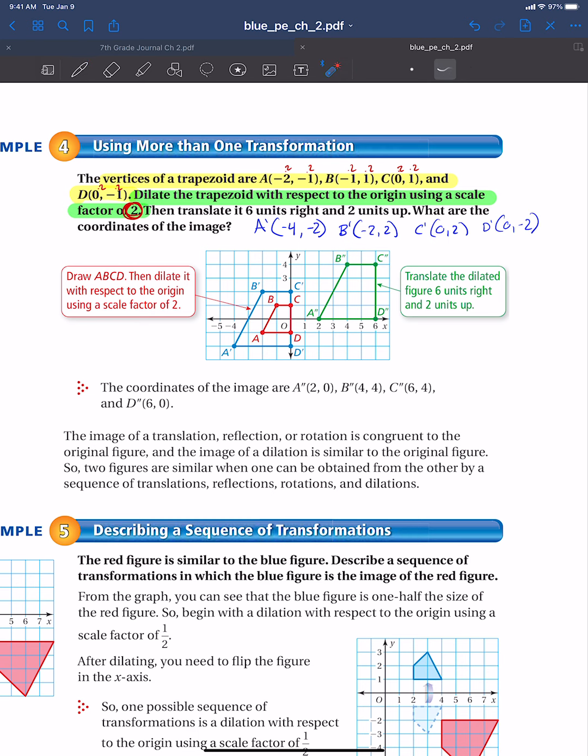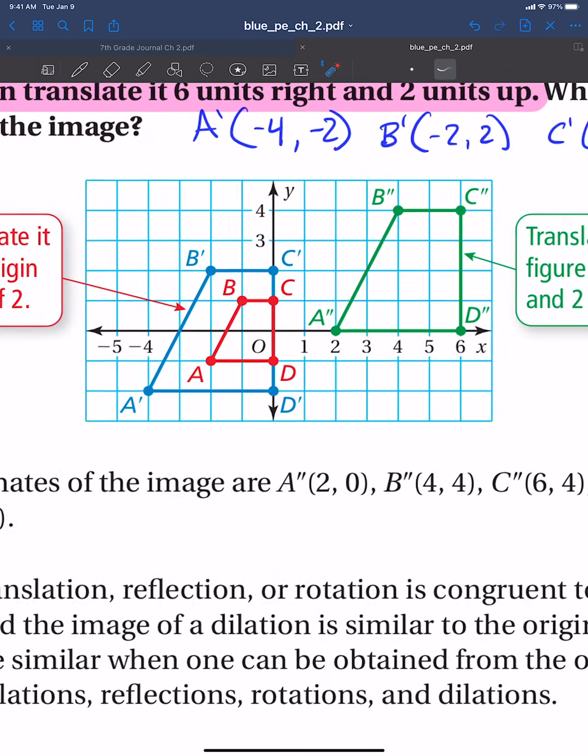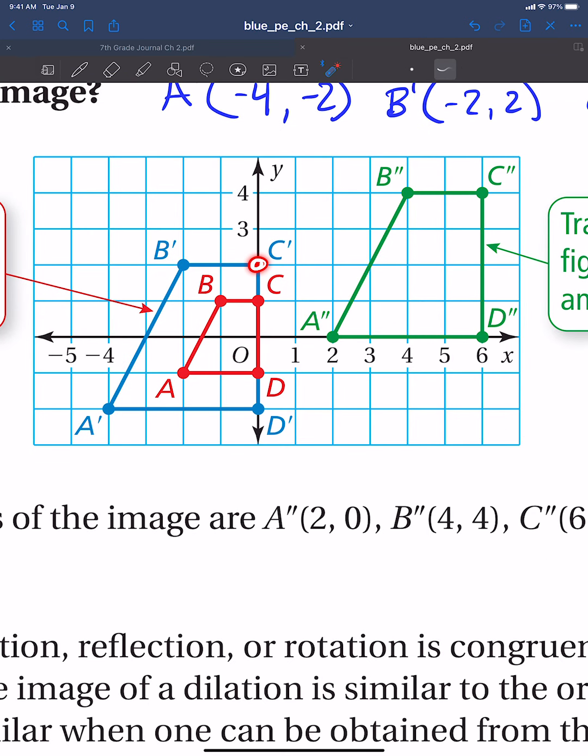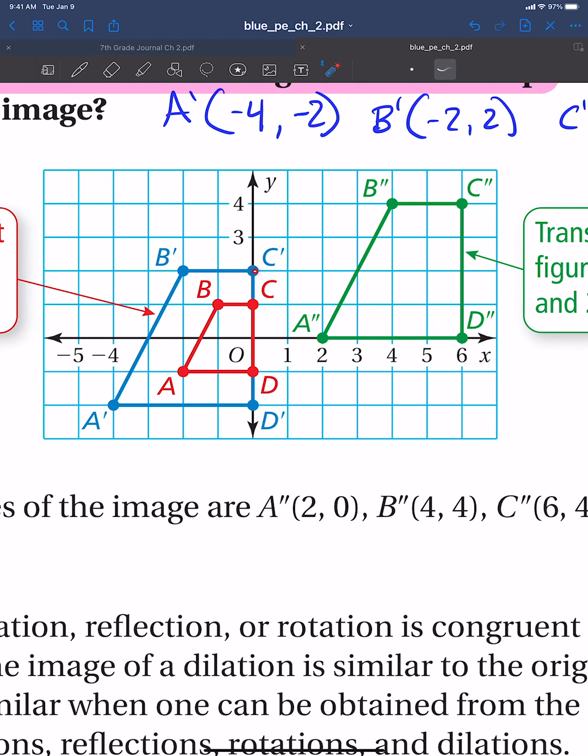So far all we've done is just the first half of the directions. Let's go and read the rest. Then translate it 6 units to the right and 2 units up. So you can see from here, they chose a point. Let's choose C prime. 6 units to the right and 2 units up. Ready? 1, 2, 3, 4, 5, 6. 1, 2. So C double prime would land there.